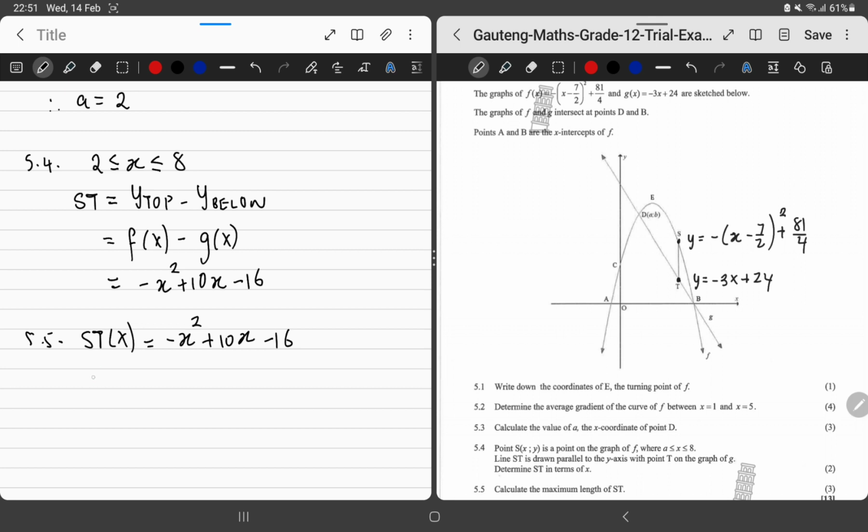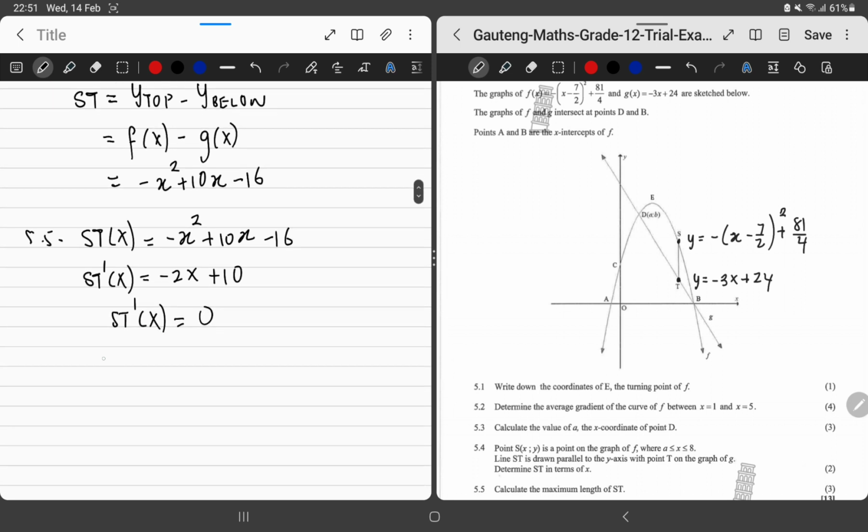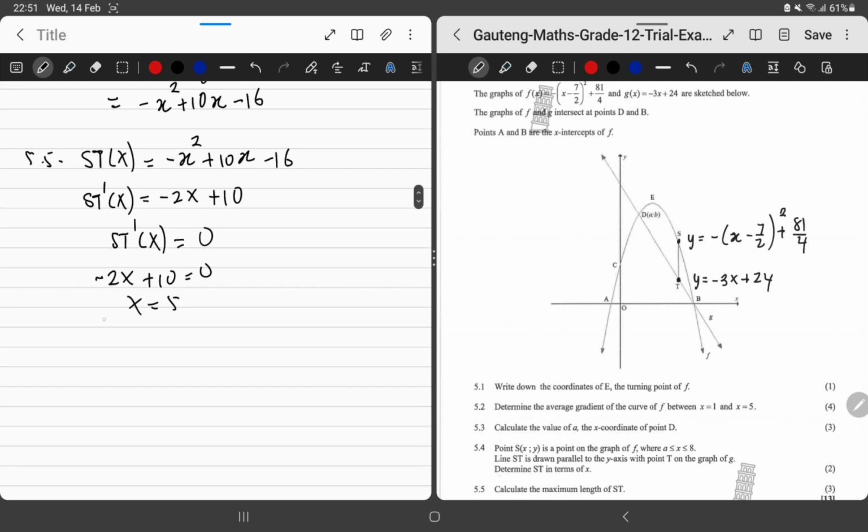In order to find the maximum length, I need to find the derivative of that. This is minus 2x plus 10. And then at the maximum point, the gradient should be equal to 0. Minus 2x plus 10 is equal to 0. So x is equal to 5.